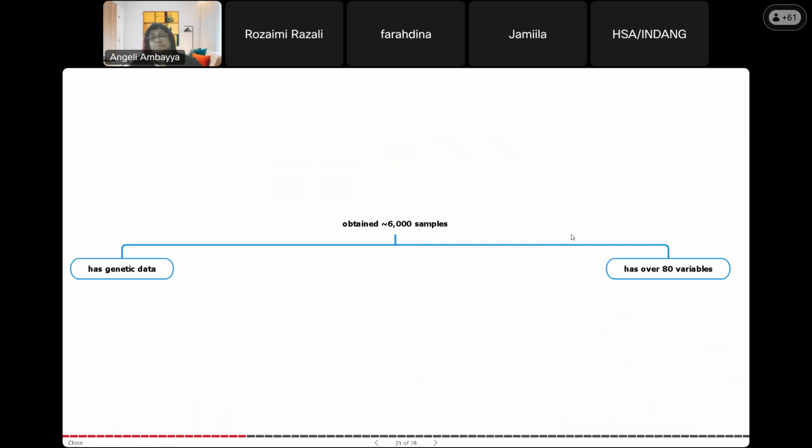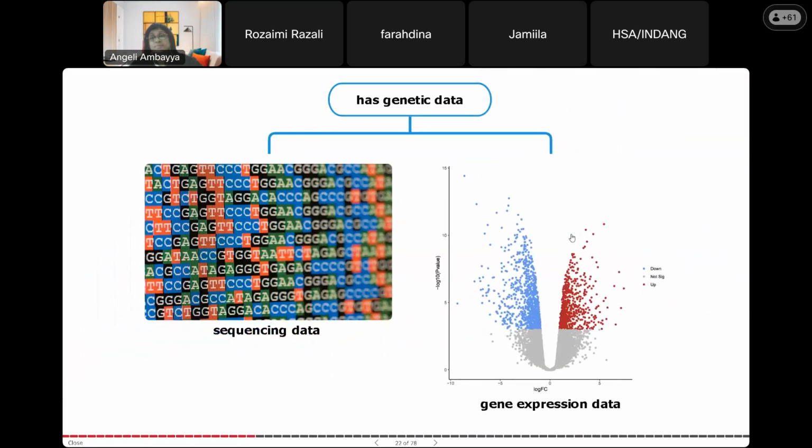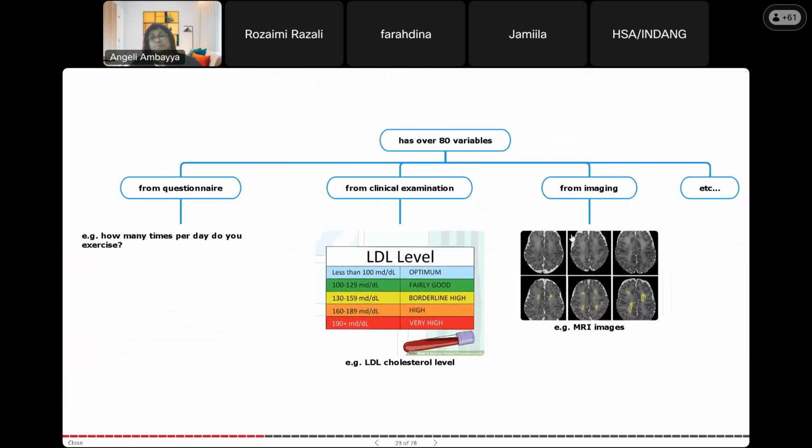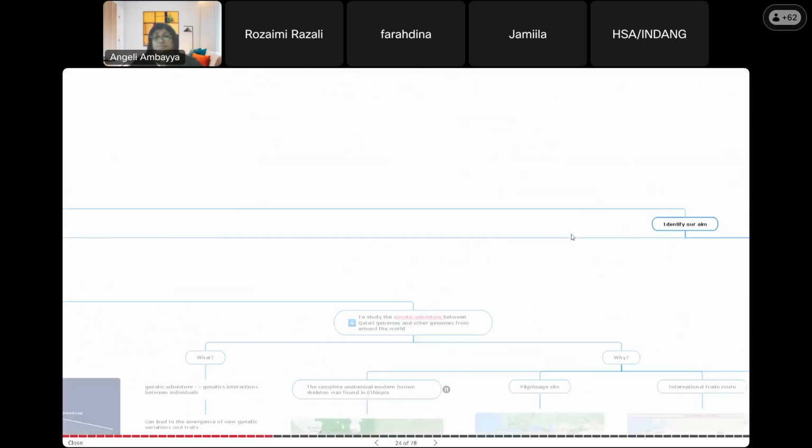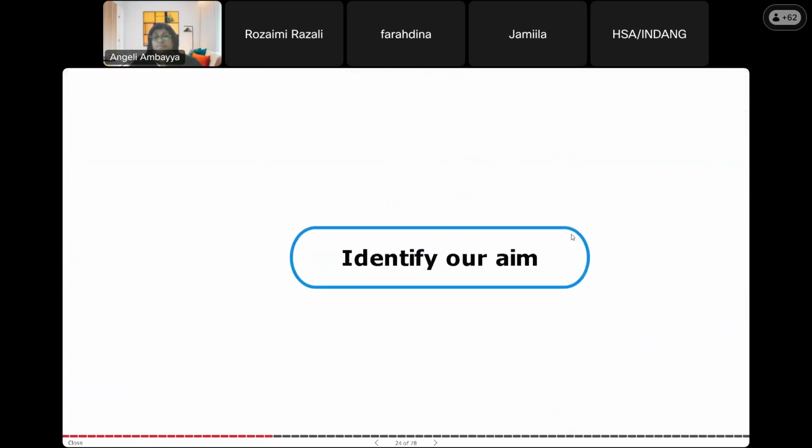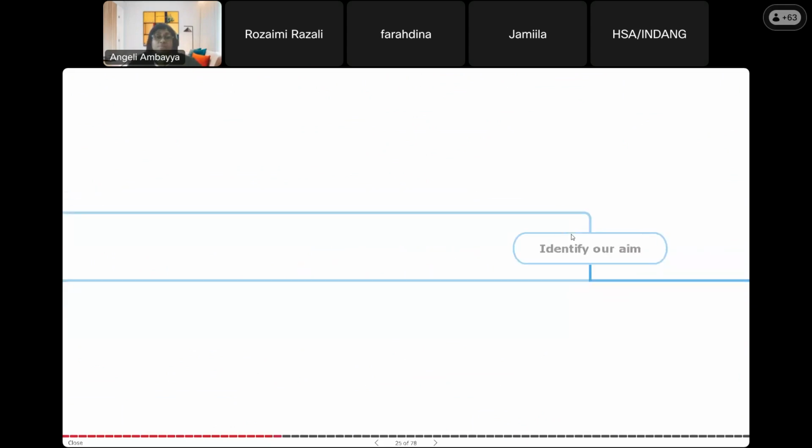So in my study, when I analyzed their data set, I analyzed 6,000 whole genome data, and together with this 6,000 whole genome data, there are various features such as questionnaire, clinical information, imaging, and etc. So in my study, our aim was to understand the genetic structure of the Qatari Arabs, meaning Gulf Arabs. To achieve this aim, we constructed 5 objectives.